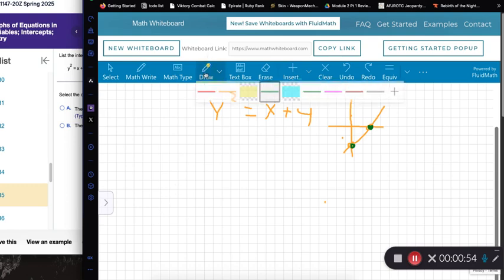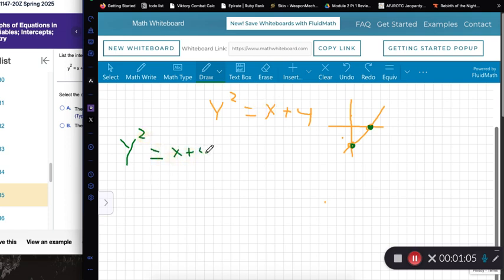So we're going to start with solving for y over here. We're going to solve for y by setting x to 0. So y squared equals x plus 4. X is 0, so 0 plus 4, y squared equals 4, because you basically just remove x.